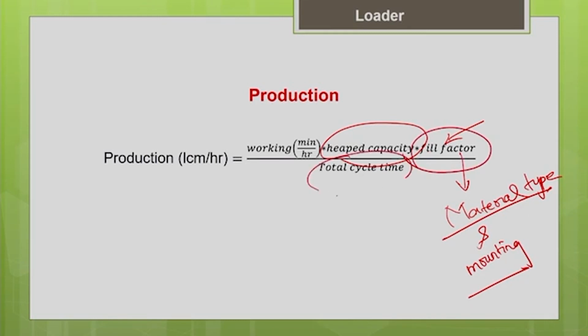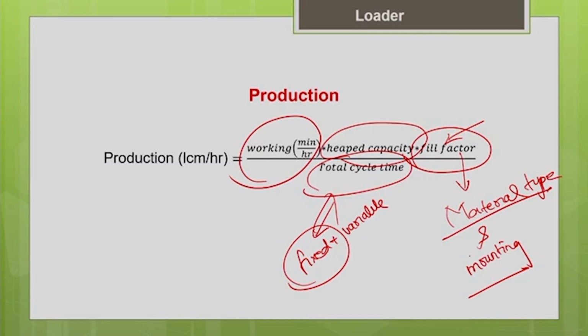Then divide it by the total cycle time. It is nothing but your fixed time plus variable time. If the travel distance is negligible, you can take the fixed time itself as the total cycle time, that you can directly take from the manufacturer, and you have to multiply by the job efficiency, like how much time the machine is working in an hour. So, with this you can get the productivity value for the front end loader.